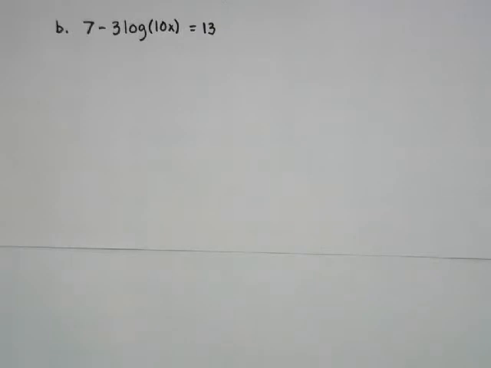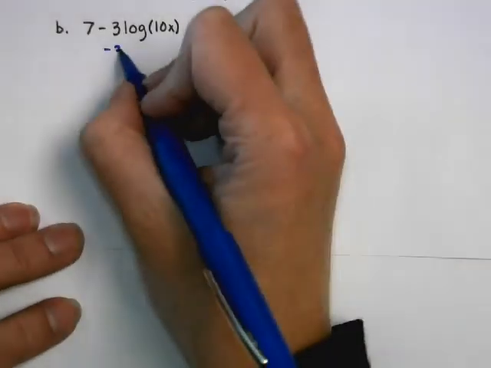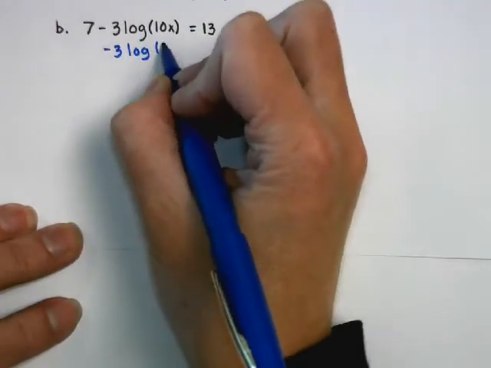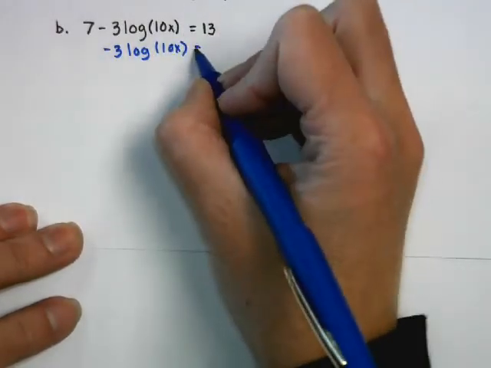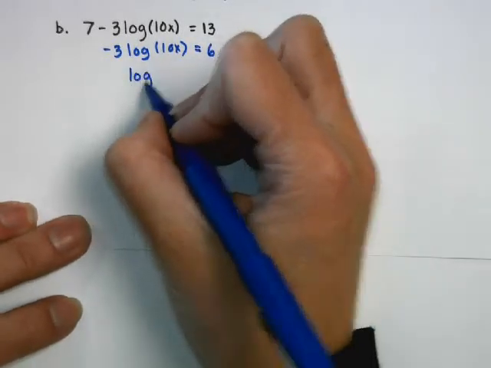Our next example, 7 minus 3 log 10x equals 13. If there's no base written there, that's understood to be 10. So again, we want to isolate the logarithm. I'm going to subtract 7 from both sides. Then divide by -3.